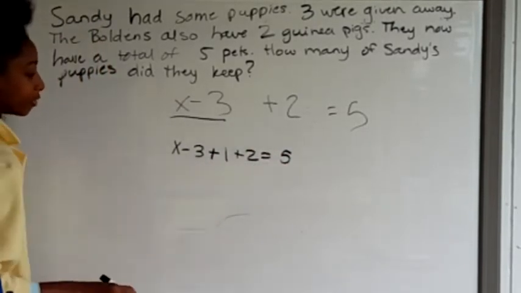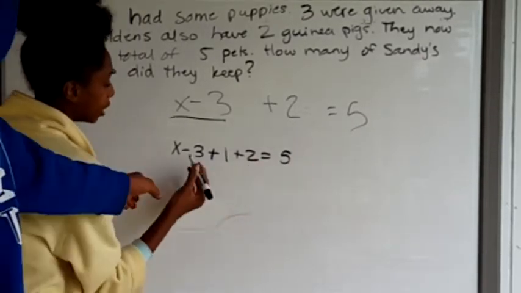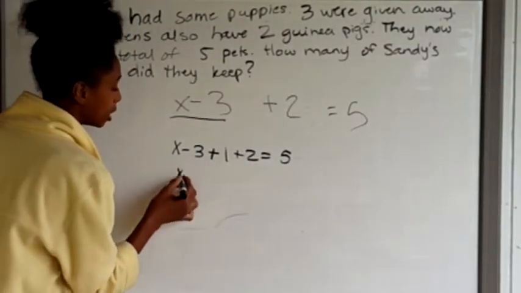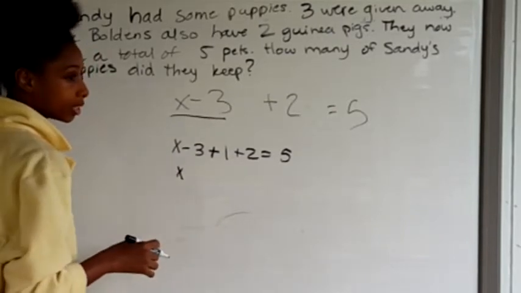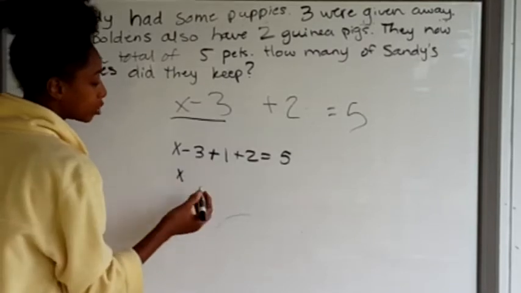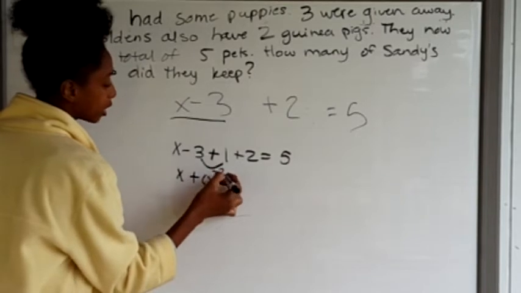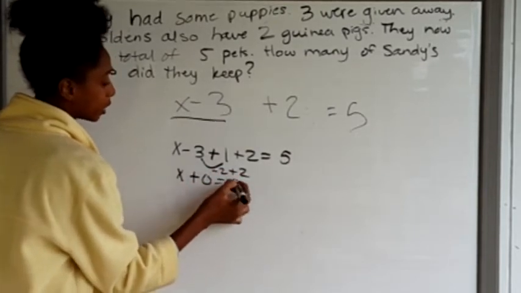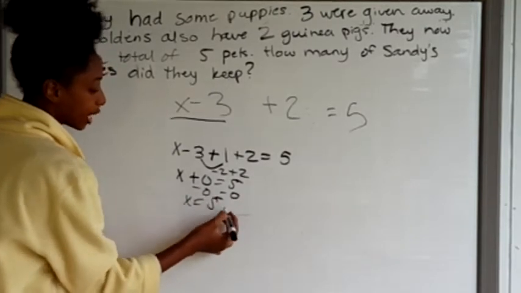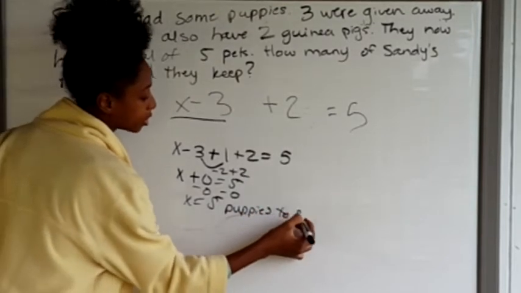All right, so now we can solve. We can go ahead and combine our like terms. So negative 3 plus 1 is negative 2. Negative 2 plus 2 is 0, equals 5. If we subtract 0, x equals 5. So she started out with 5 puppies to start.